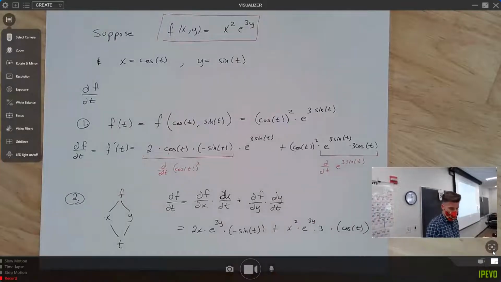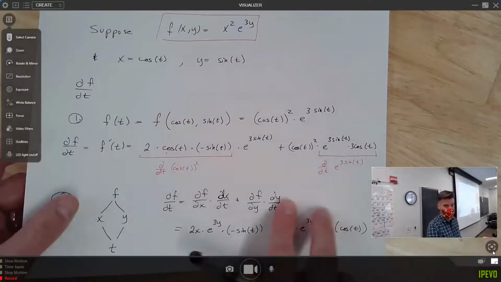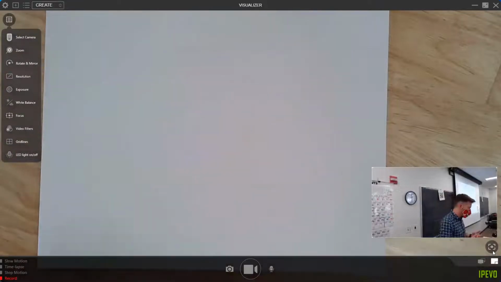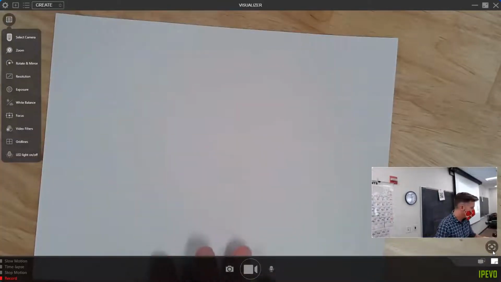Now, I know I've said it like it's supposed to be easy, but it's still a lot. He's giving a lot of stuff here. So let me try to translate a little bit.